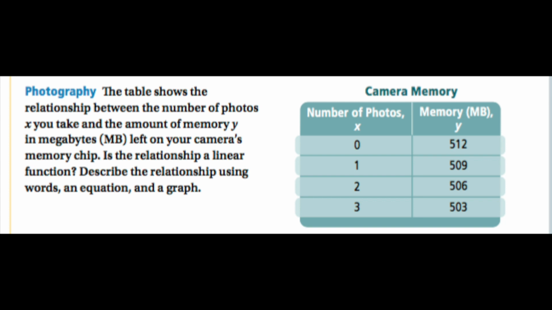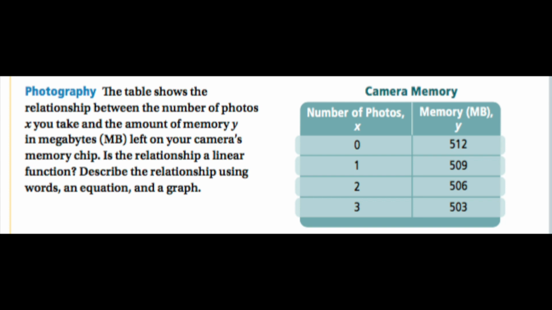So when we take a look at the table, we notice that X is represented as the number of photos and Y is the memory or megabytes left on the camera's chip. And notice with that first row, if you don't take any pictures, you have all the memory that's inside of that camera's chip. In this case, it's 512 megabytes. But once you start taking pictures, let's say we take 1 picture, now we're down to 509 megabytes. You take 2 pictures, now you're down to 506 megabytes. And if you take 3 pictures, you're down to 503 megabytes.